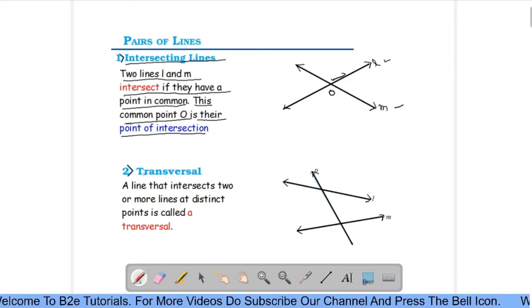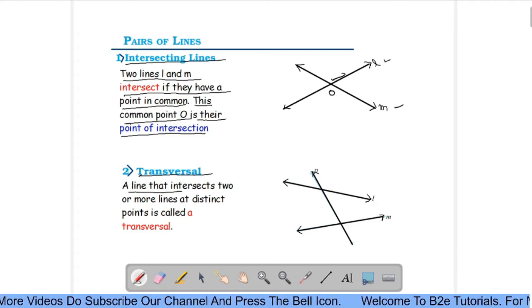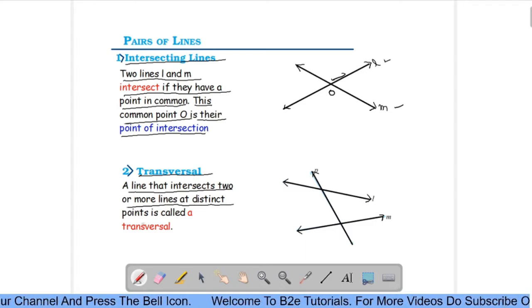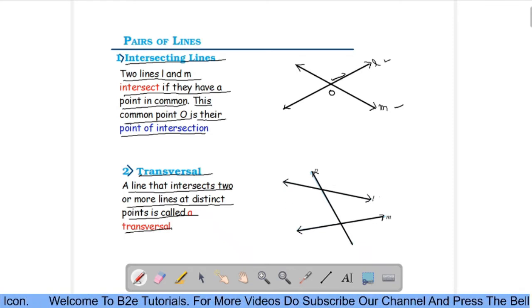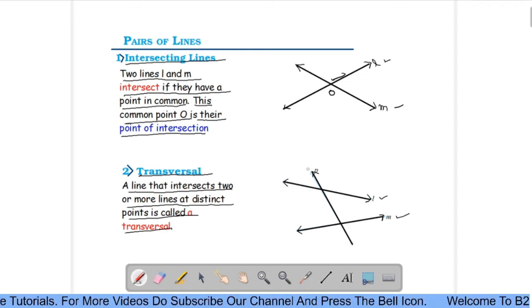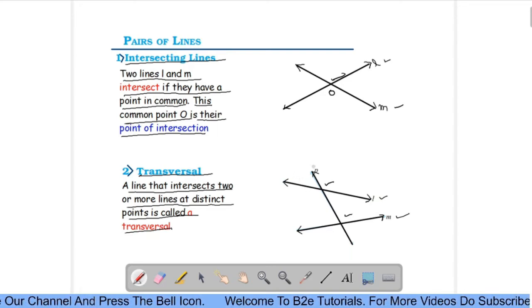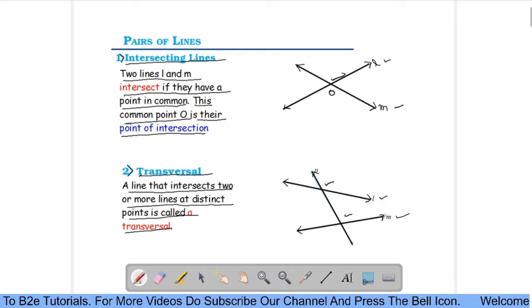Second part, transversal. What is a transversal? A line that intersects two or more lines at distinct points is called a transversal. Here L and M are two lines intersected by a third line N, intersecting L at this point and M at this point. Then line P is called transversal of lines L and M.